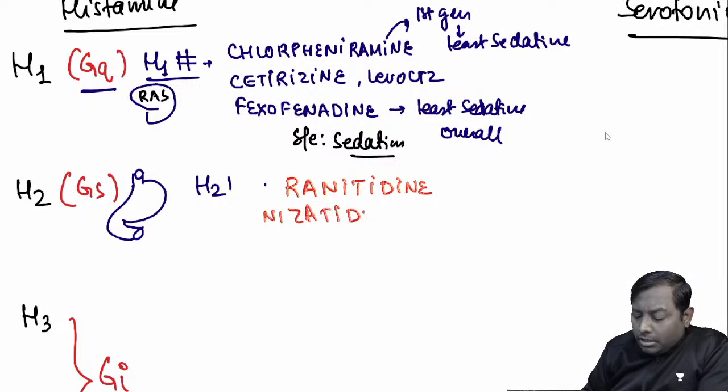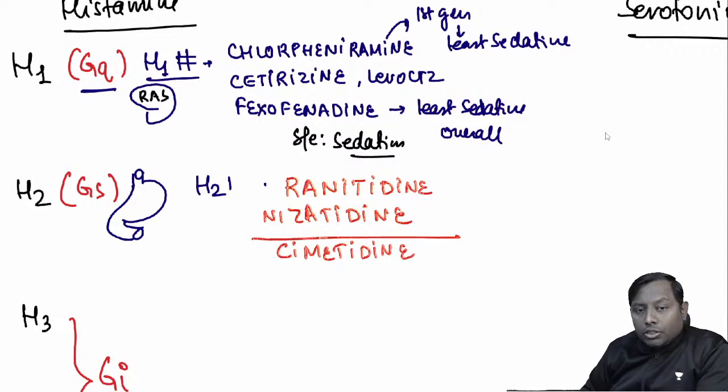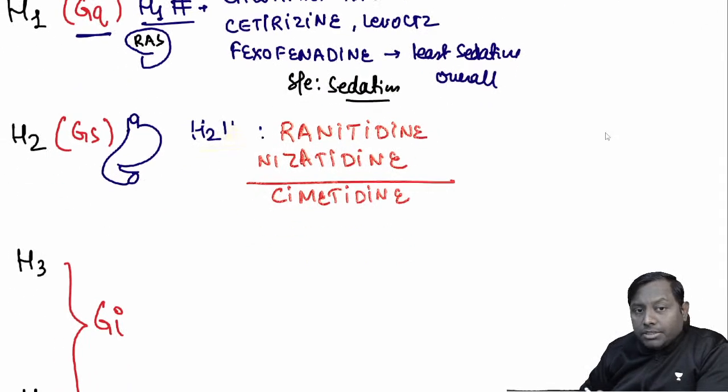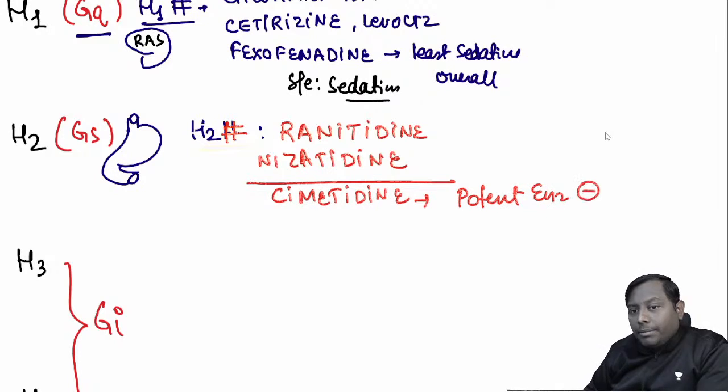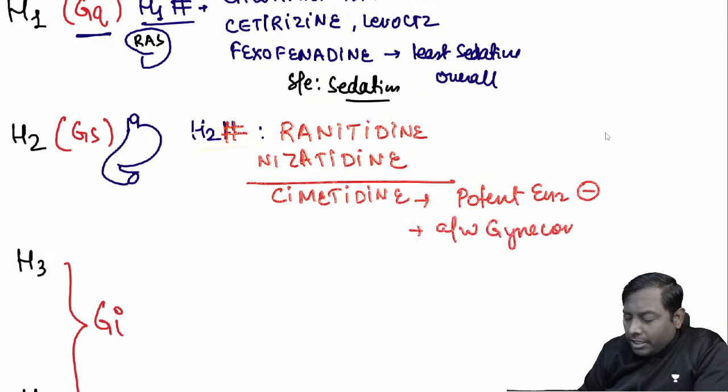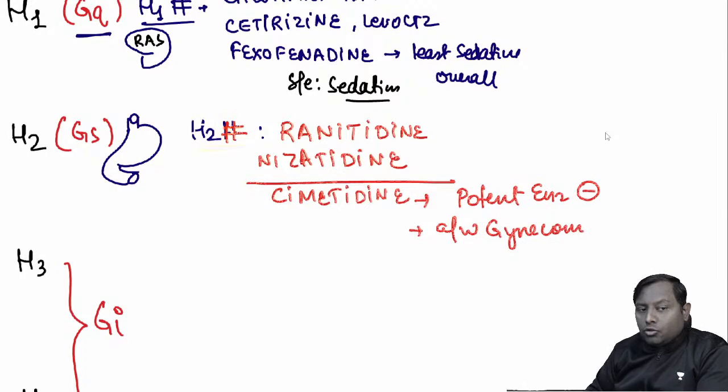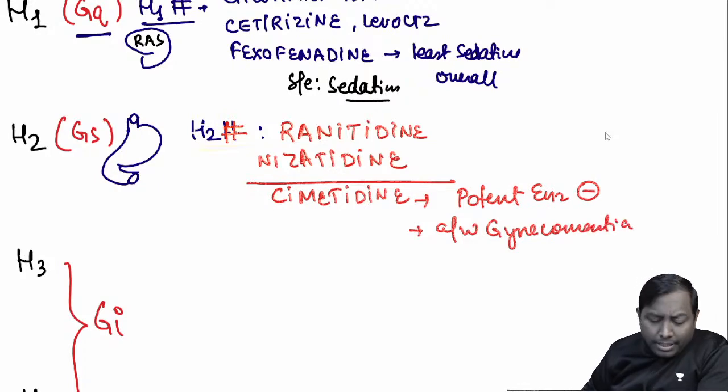Then do remember, we have one more drug in this one, cimetidine, which is very famous for two important reasons. What are the two important reasons? One reason is it's a very potent enzyme inhibitor, and because of its potent enzyme inhibiting capacity, it has lots and lots of drug interactions, and it is also associated with gynecomastia. Okay, two important reasons for cimetidine. We are not using it clinically.